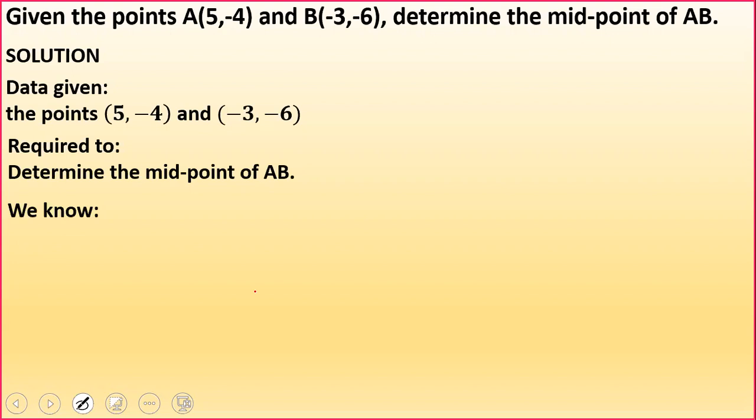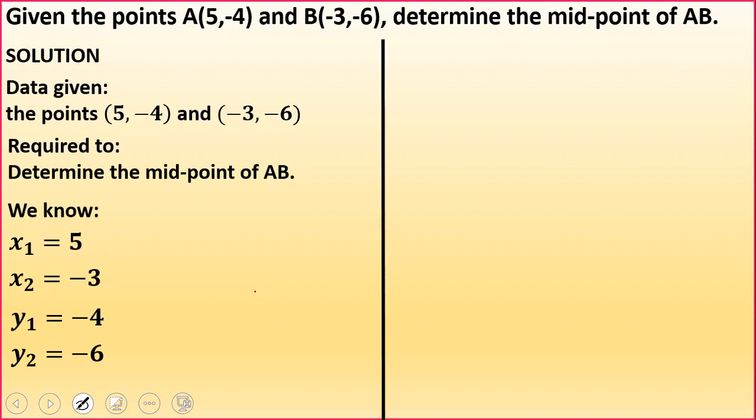What do we know? We know that x1, which is our first x value in our first point, is 5. x2 is -3. y1, which is our first y value, is -4, and y2 is our second y value, which is -6. Let us go ahead and solve the question.